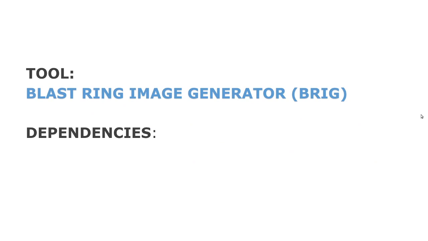The software, the full name is Blast Ring Image Generator, BRIG for short. Before you are able to use this software, you also need to have Java and then Blast installed. Without these two, the software will not be able to run as it should. So you need to do that. One good thing about this software is that you can run it on various platforms: Linux, Windows, Mac. You just need to have those dependencies installed.